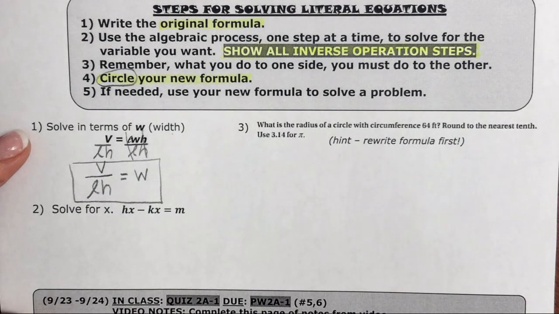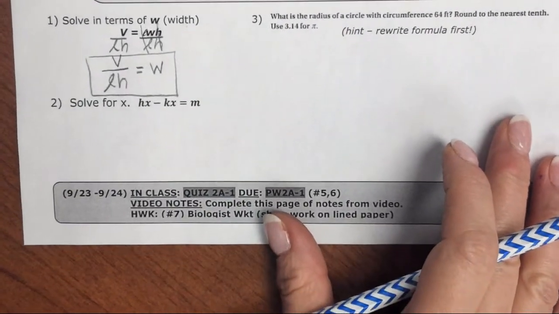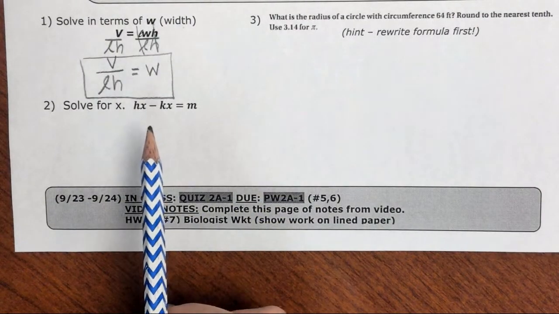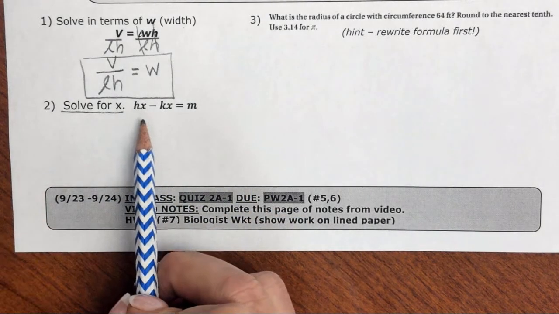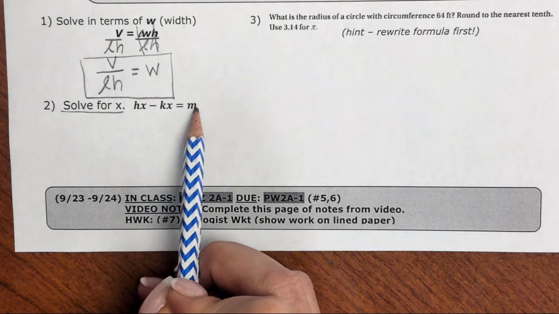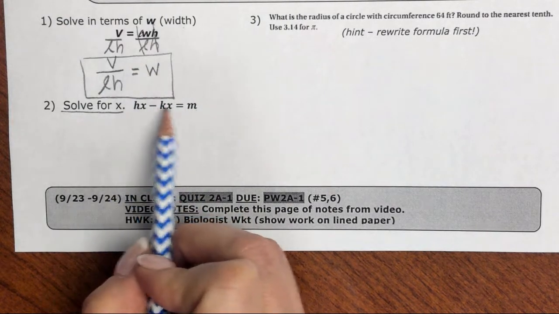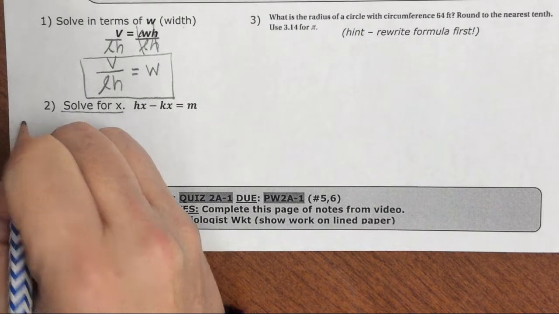So that's what it is to solve a literal equation: to solve it for a different variable than we normally look for. Let's look at this slightly more difficult one down here. I'm just going to raise this up a little higher so you can see this. Here it says solve for x. Let's look at our problem. We have hx minus kx equals m. Well, we have two x's, which can make it really tricky. So what we're going to do here is use a strategy called factoring. I'm going to make a little note.